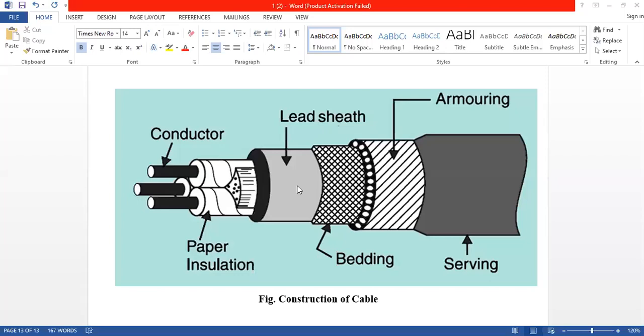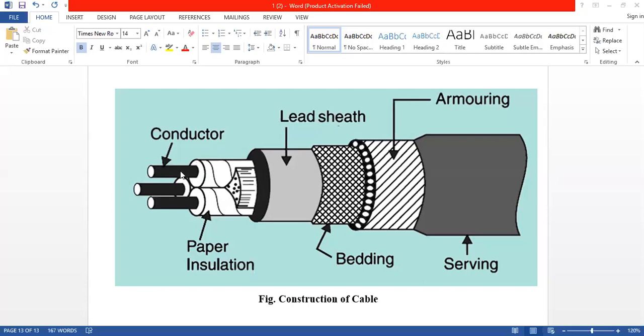So the next point is the construction of a cable that we are using for underground transmission and distribution. This is the simple construction of an underground cable. First is the conductors. Through these, electrical power can be transmitted from one point to another point.